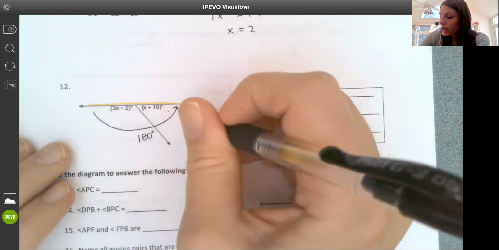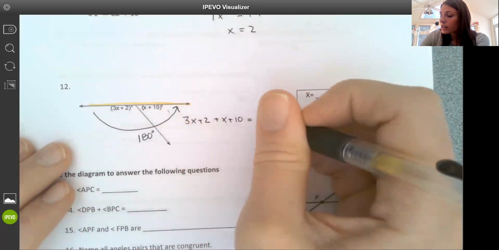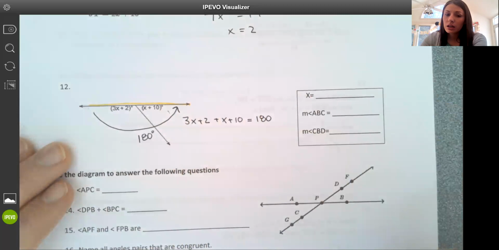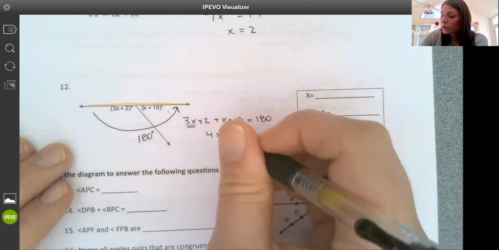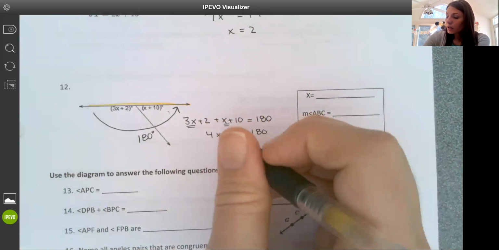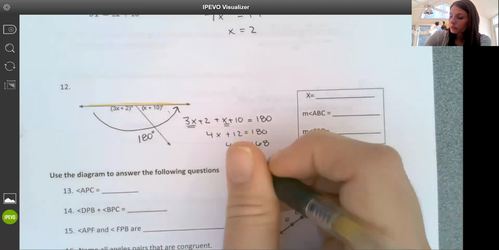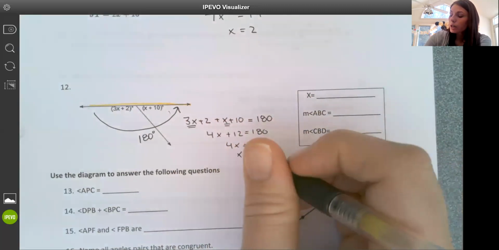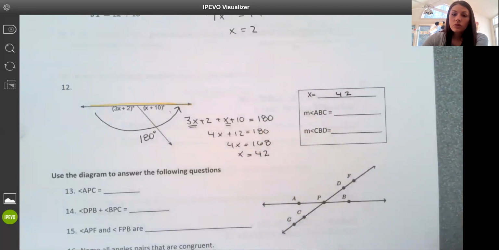So I can say that 3x plus 2 plus x plus 10 is equal to 180 degrees. And now I'm just solving my equation. So 4x plus 12 equals 180, or 4x equals 168. And divide by 4, and I get 42 for my value of x.